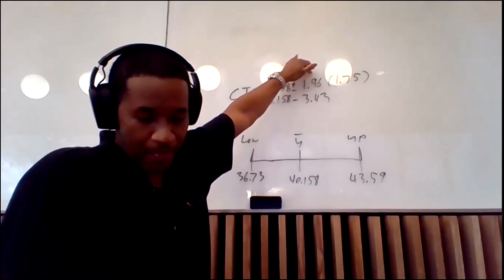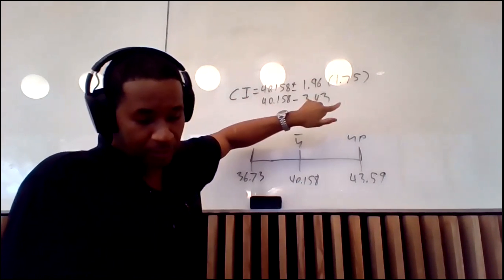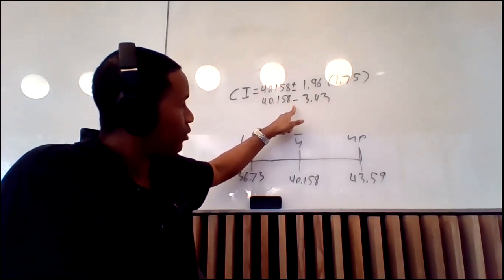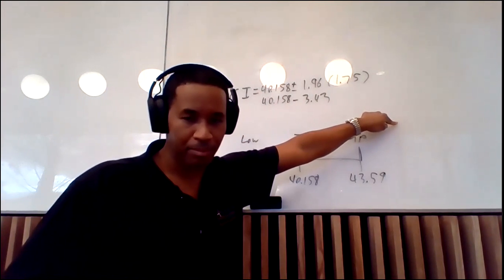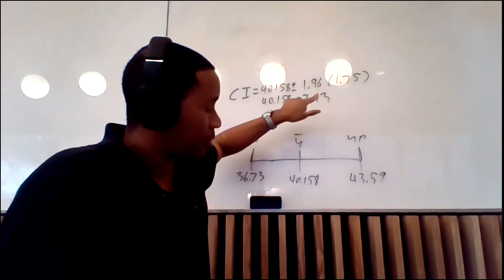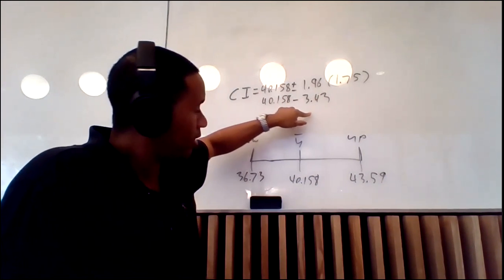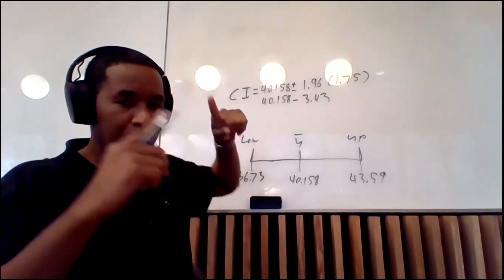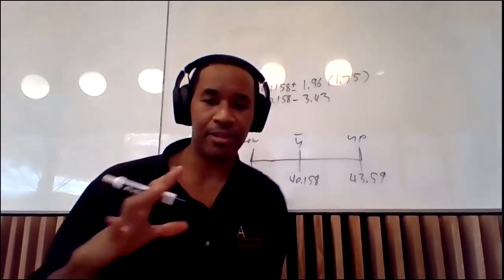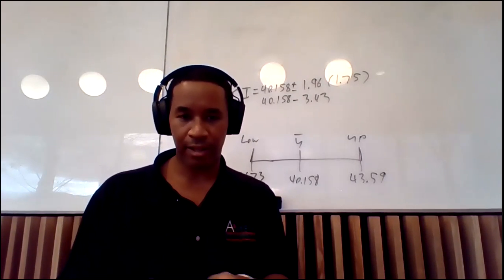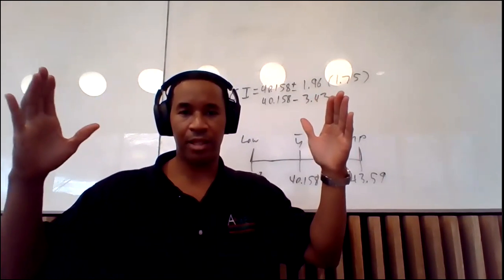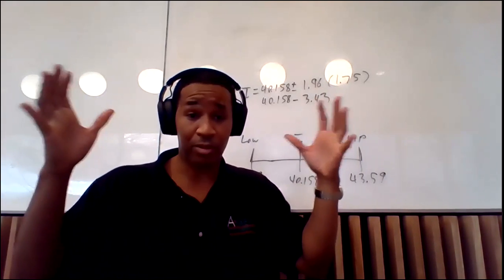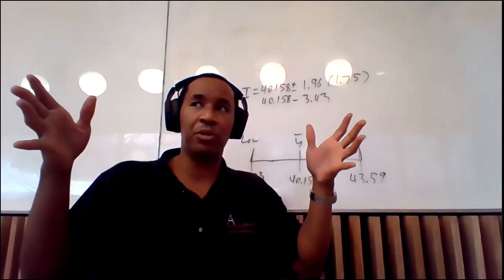With 2.58, if we multiplied it by 1.75, we would get 4.515, which means that if you were to add that to 40.158, the interval would get higher this way. If you were to subtract 4.515 from 40.158, it would get lower. So your interval would get bigger. So the higher your confidence level, the bigger your interval gets. Why? Because you're more confident that the population parameter is going to fall within this interval.